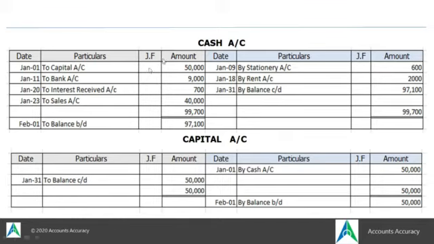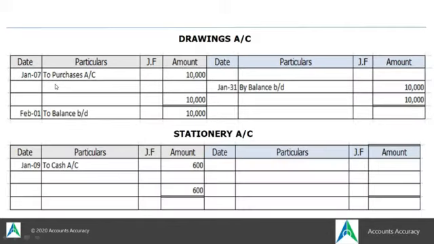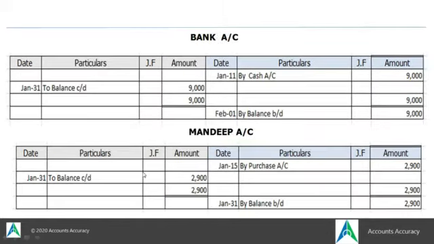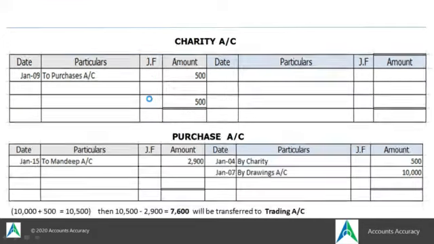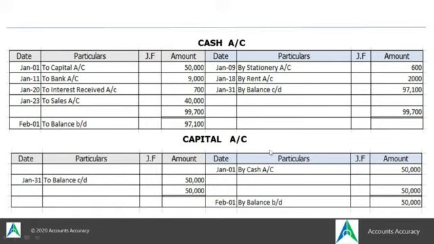So wherever you are getting the credit part, that is to capital, to purchases, to purchase, to cash, to bank, to Mandeep, to cash, to interest received and to sales, all these will go to the debit side of all the ledgers. In the same way, all the debits, that is cash account, charity account, drawings account, stationery account, cash account, purchase account, rent account, cash account, again cash account of 23rd Jan, all these will be posted on the by side of the accounts.